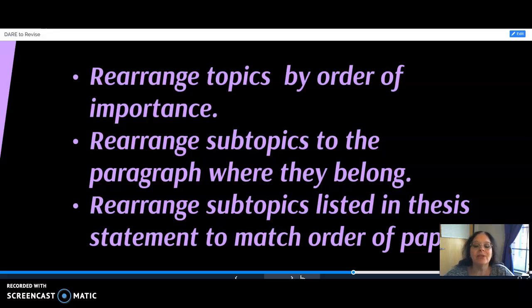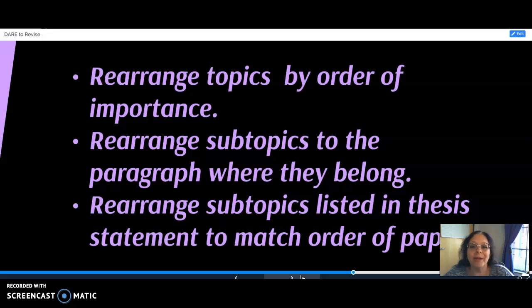Rearrange your subtopics to the paragraph where they belong. Sometimes I'll be reading a paper and a student changes their topic because it's the next thing they're going to talk about and they haven't gotten to that point yet. So make sure everything within that paragraph supports and gives evidence to that specific topic and that topic sentence.